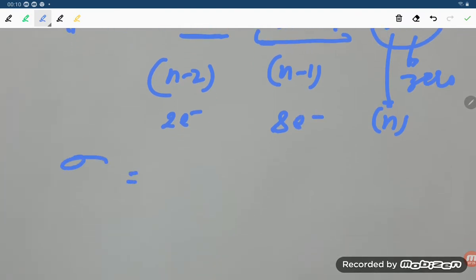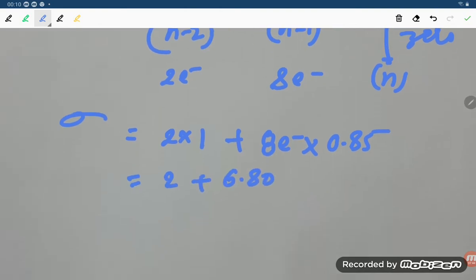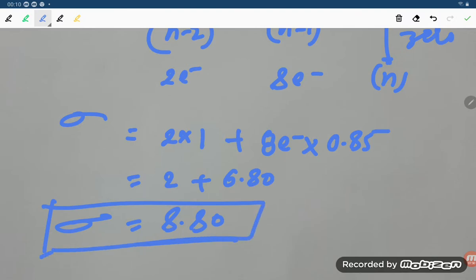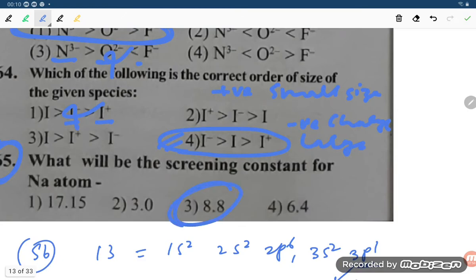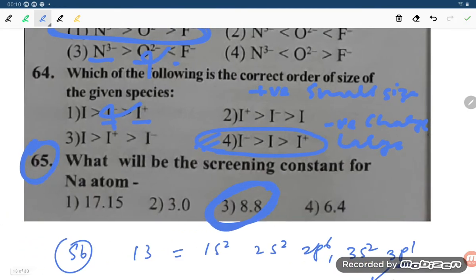So sigma will be what, student? 2 electrons into 1 plus 8 electrons into what is the value? I told you 0.85. Just simplify: 2 plus 6.80, if you add it out, it is coming 8.80. Sigma, the screening effect, is 8.80. So now let us come to the options, student. Check which is correct. 8.8, that is option number 3, is correct, student, for 65.